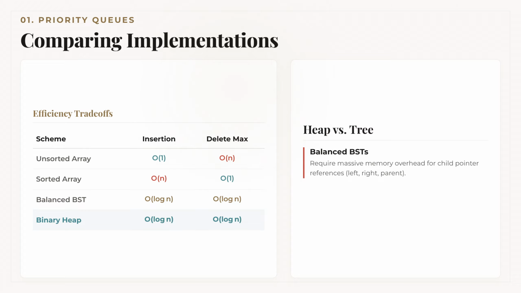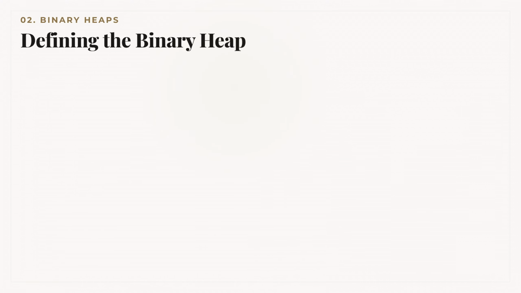elements, taking linear time. Balanced binary search trees can perform both operations in logarithmic time, but they require significant memory overhead for left and right pointers. A binary heap achieves this same logarithmic performance for both operations without requiring any extra pointers, representing a highly efficient balance. Now, let us define a heap.